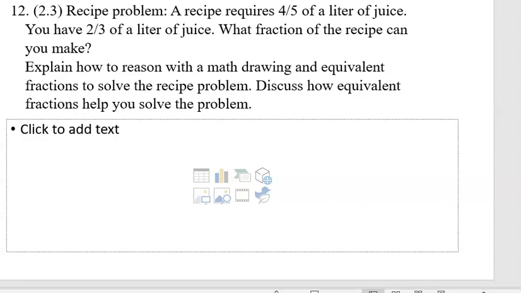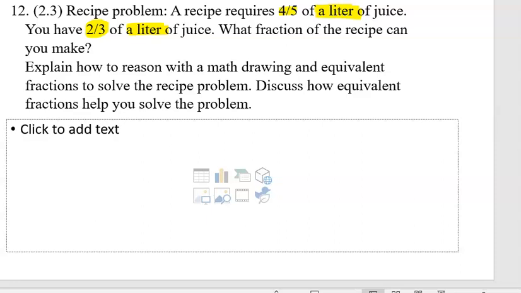So this problem is actually very similar to one of the previous problems, the potion problem. But this one is a little harder because these two fractions, 4/5 and 2/3, don't have the same denominator. First of all, both of these fractions do have the same whole: a liter. But the difficult part is that the denominators are different. One of them has the denominator 5, the other has 3.